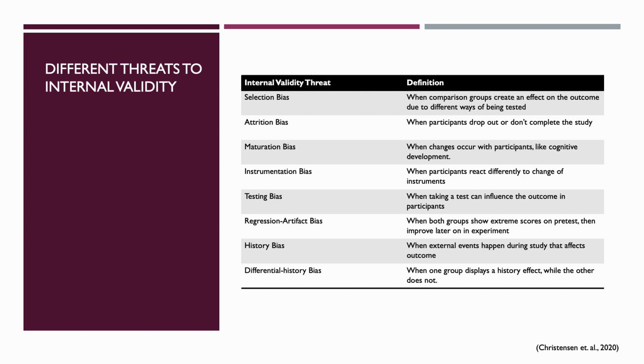Regression artifact bias is when both groups show extreme scores on the pretest and improve later on in the experiment. History bias is when external events happen during the study. And then differential history bias is when one group displays a history effect while the other does not.